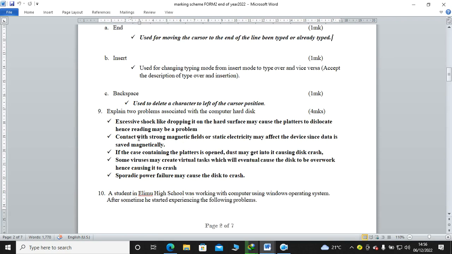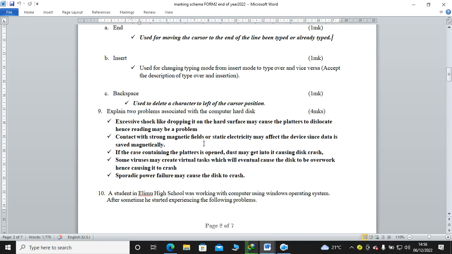Then question number 9. Explain 2 problems associated with a computer hard disk. What are some of the problems that you think are associated with the computer hard disk? Number 1, we can talk about excessive shock, like when dropping it. When you drop a hard disk, it usually absorbs shock, and it may lead to destruction of the disk platters.